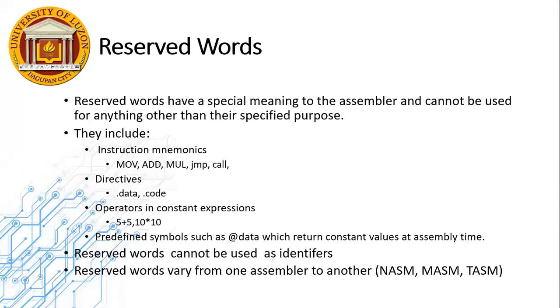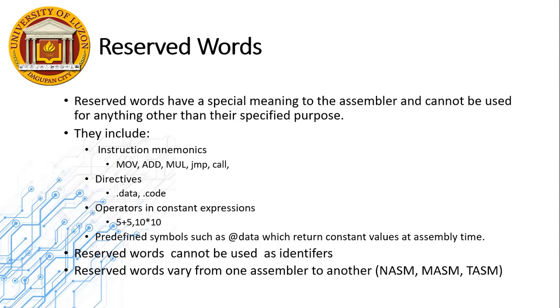Reserved words have a special meaning to the assembler and cannot be used for anything other than the specified purpose. They include instruction mnemonics: move, which I believe we have already used in the previous discussion, add, mul for multiply, jump, and call. We also have directives such as .data and .code, and the operators in constant expressions like 5, 5 plus 5, 10, 10 times 10. Predefined symbols such as @data return constant values at assembly time.